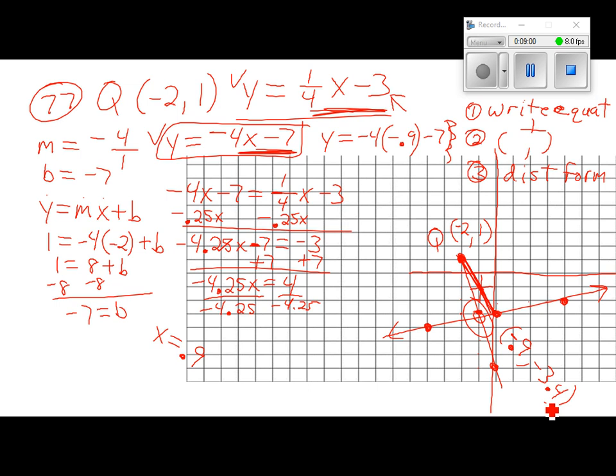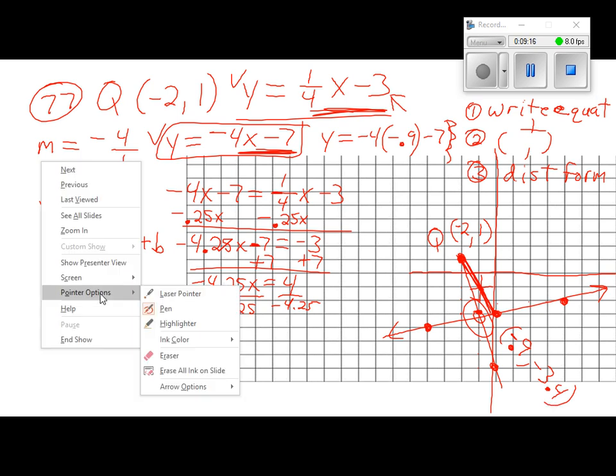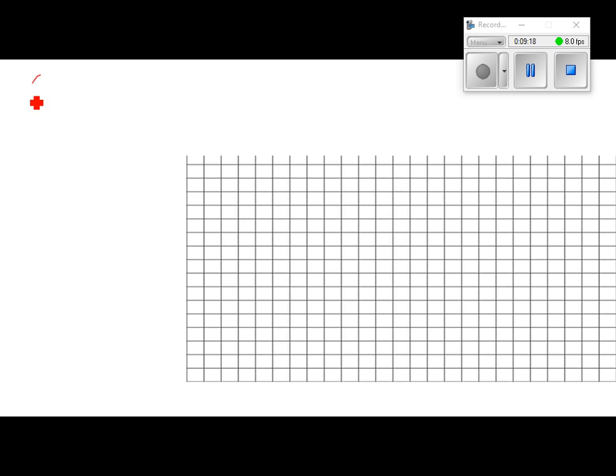Are we finished? What else do we still have to do? We use those 2 points and we find the distance formula. Now I'm going to erase a bunch of this. Is that all right? Somebody have those 2 points written down? Just tell me the 2 points. Negative 2, 1. Negative 0.9, negative 3.4.